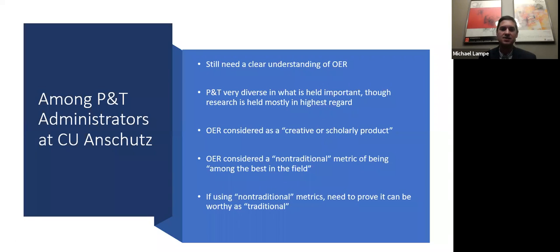Teaching is less... it's not that people don't think of it as a good thing to do. Research was a very highly valued thing to do as far as promotion and tenure. That said, one of the caveats that we saw from the answers that we had was that OER is considered a creative and scholarly product.